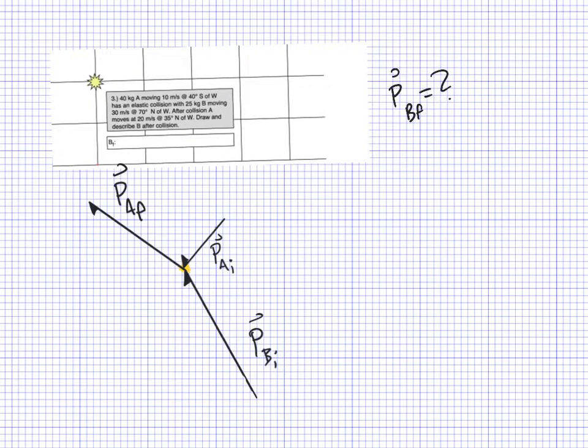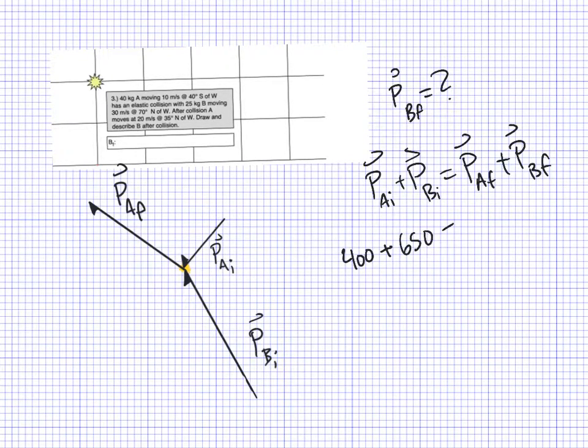How do we do that? Well, remembering our conservation of momentum, piece of A initial plus piece of B initial should equal piece of A final plus piece of B final. Now I know some of you want to add the magnitudes of the momenta together. I've seen some people say 400 plus 650 equals 600 plus piece of B. However, this does not work because we are working with vectors.